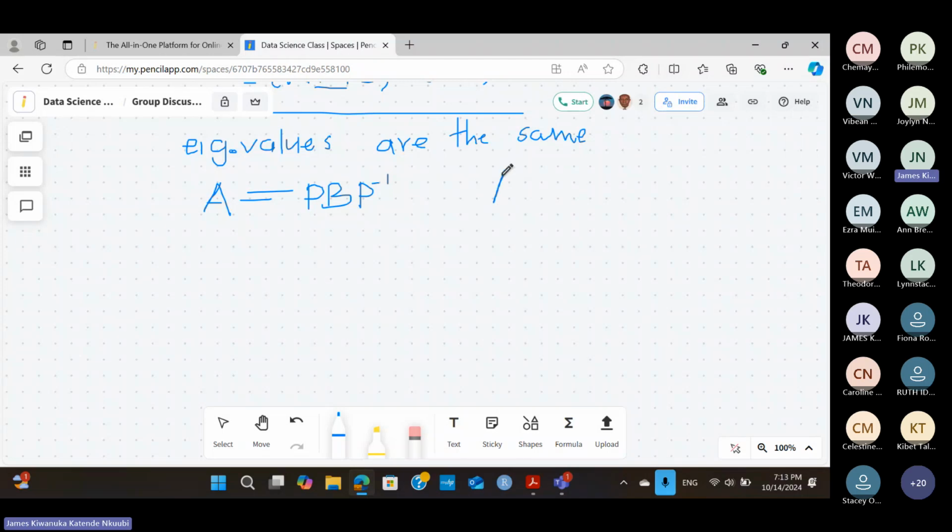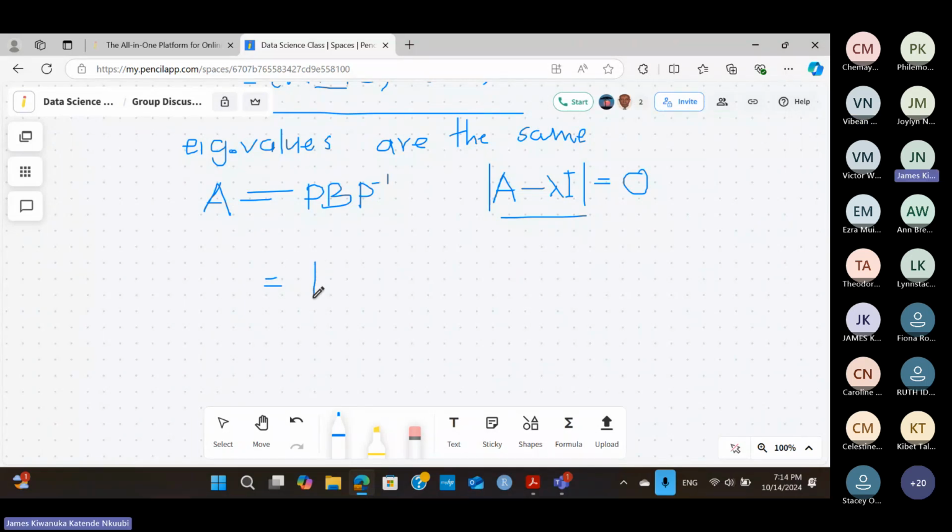To get the eigenvalues of A, we normally set up this matrix, then we take the determinant and equate it to 0, and usually we end up with a polynomial of degree n here. So we can just replace A with this, P D P inverse.